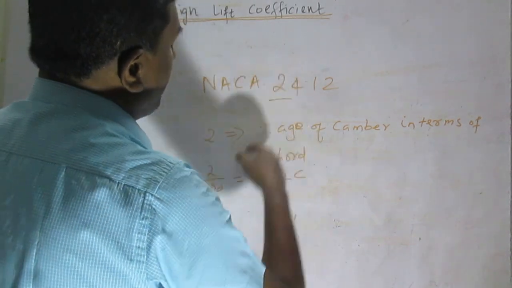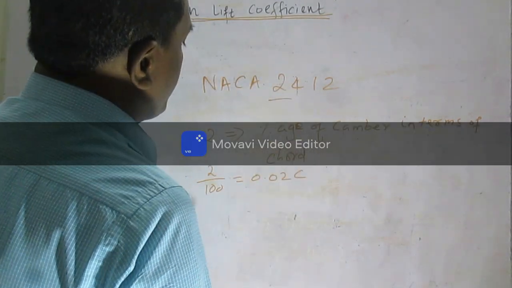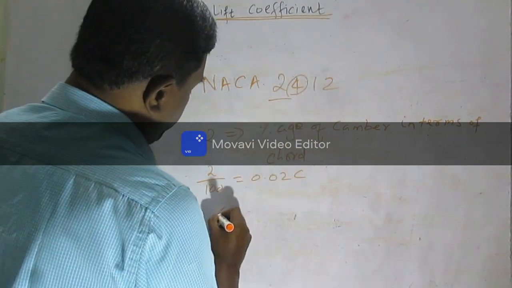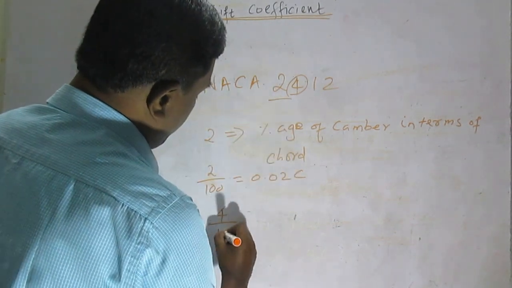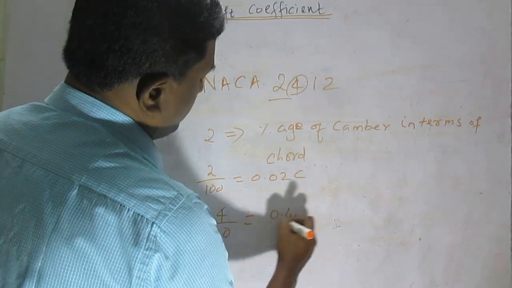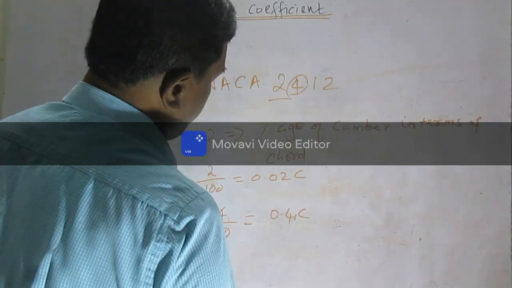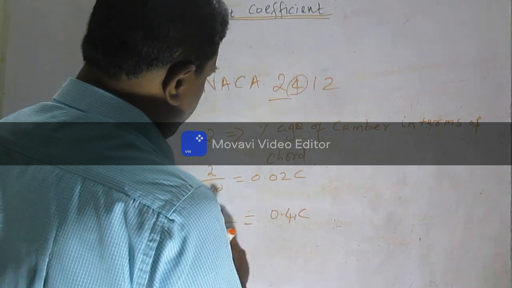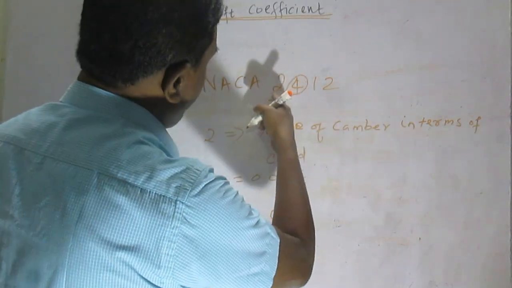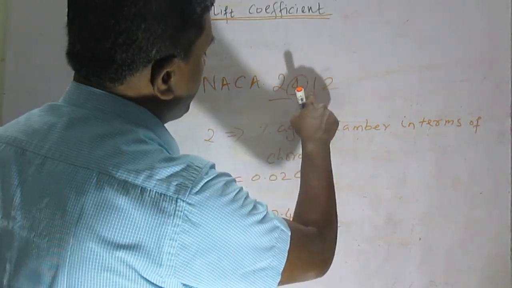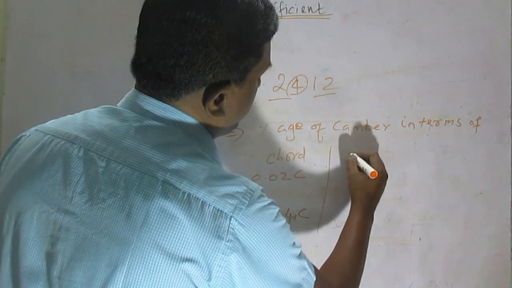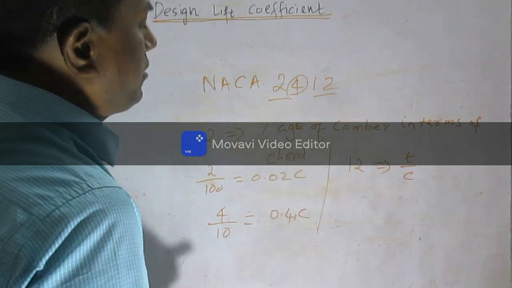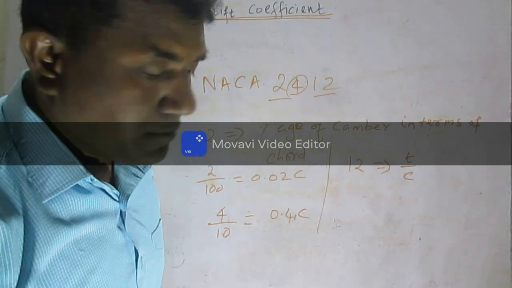One more thing to note down: the second digit indicates the location of maximum camber. This 4 is in tenths, so 4 by 10, that is 0.4 C. This is the location of maximum camber in a 4-digit aerofoil. That means at 40% of the chord length, the maximum camber is located. Then the last 2 digits indicate, as usual, the thickness to chord ratio, or maximum thickness in terms of chord length.